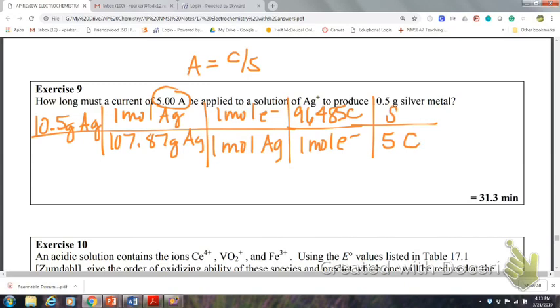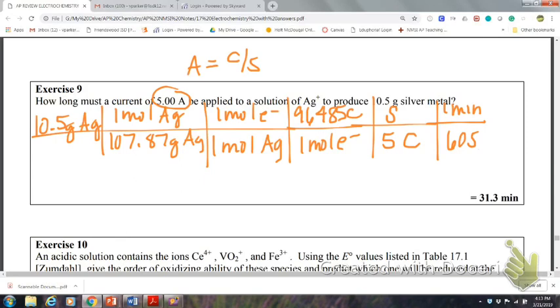And then the answer is given to us in minutes. So if we want to match that, then we're going to do 1 minute for every 60 seconds. Okay, so now we'll throw that in the calculator and see if we get the right answer.